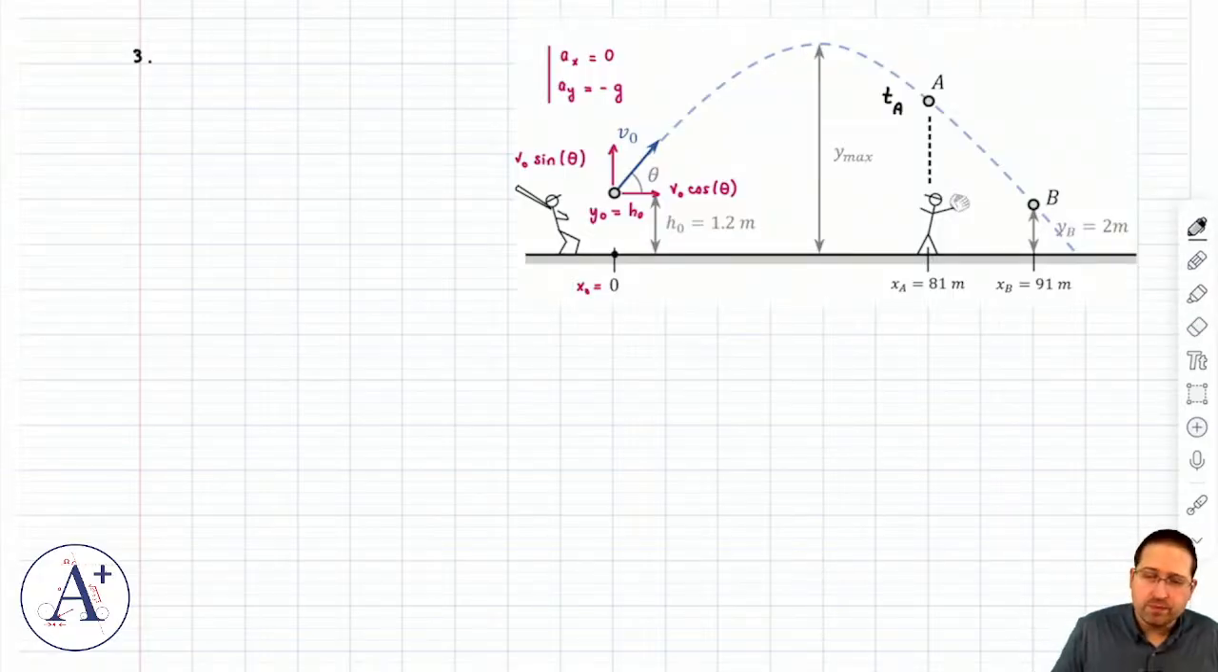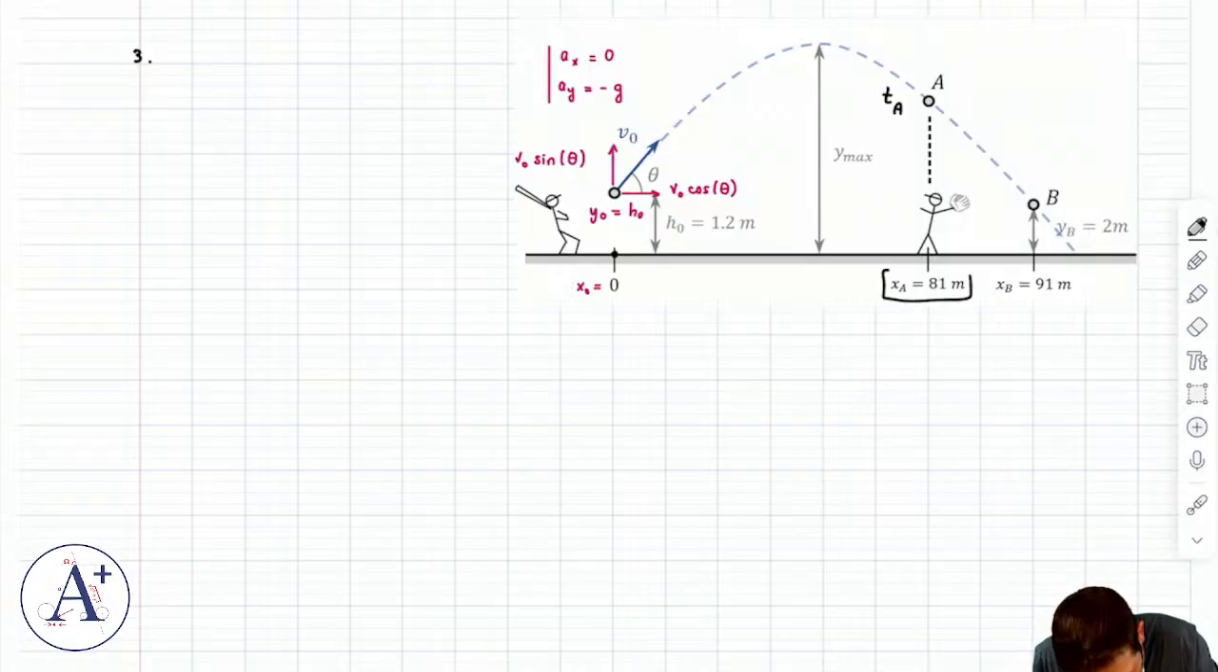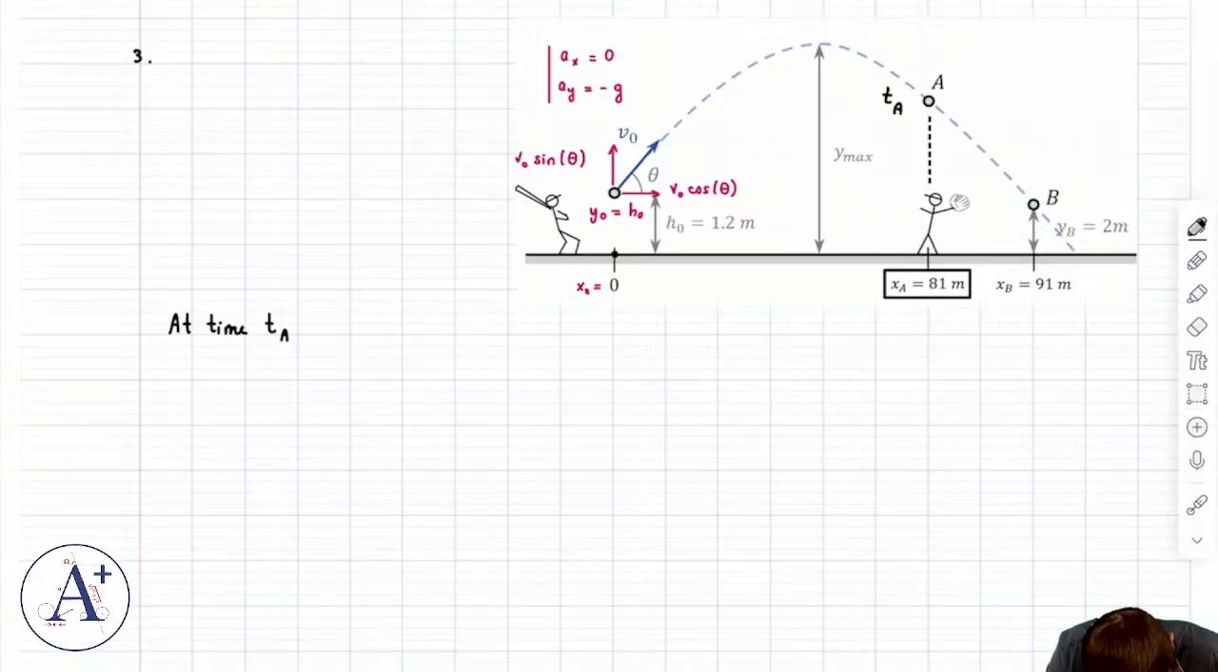I don't know Vy. I don't know Ya. If I knew Ya, I'd just compare it against 3 meters and I would have my answer. The only thing I know is Xa, right? All right, well, if I know Xa, then I can say that at time ta, we have Xa is equal to x of ta.